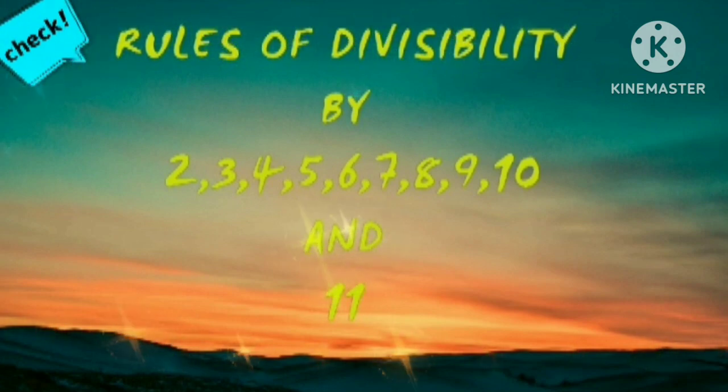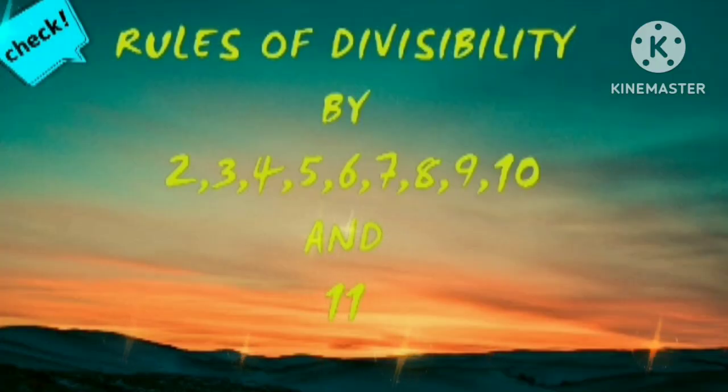Like 9 can be divided by 3 because it comes in the table of 3. Also 15 can be divided by 5 without any remainder left. These rules simplify calculations and help reduce the time taken to solve any problems. Because if we follow these rules, we don't have to actually divide the large number by another number as we do in the actual method of division.